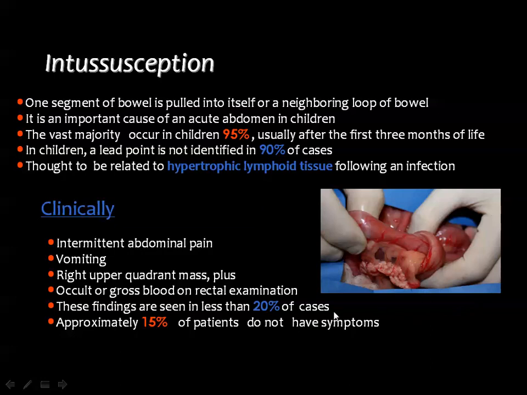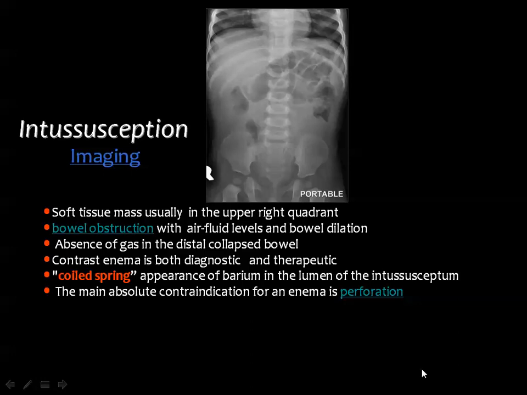Clinically, the patient will present with intermittent abdominal pain because this intussusception may resolve spontaneously, then recur once more, and this will result in intermittent abdominal pain. Vomiting, right upper quadrant mass, and you can see the mass of the intussusception, occult or gross blood on rectal examination, and these findings are seen in less than 20% of the cases, and about 15% of the patients do not have symptoms.